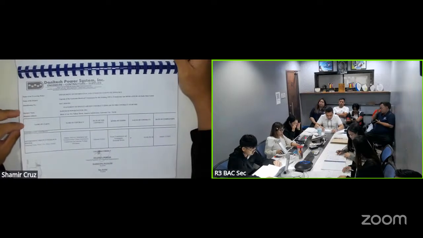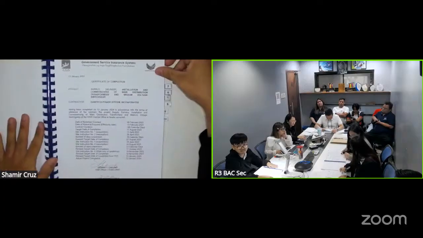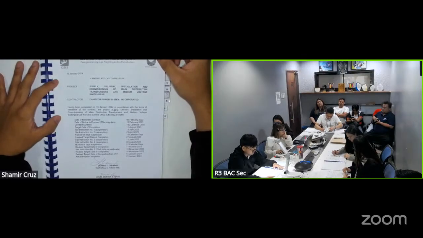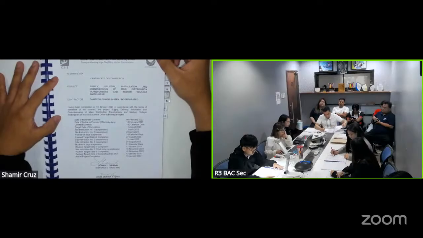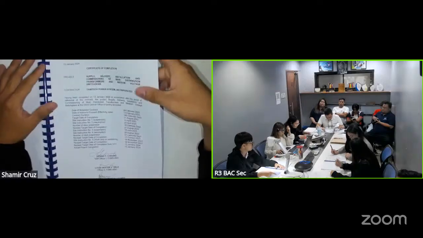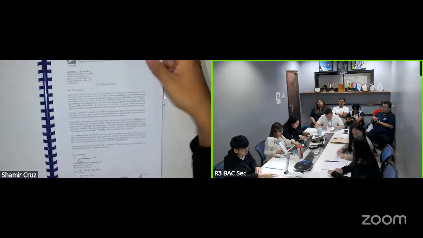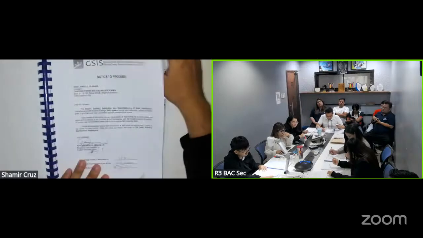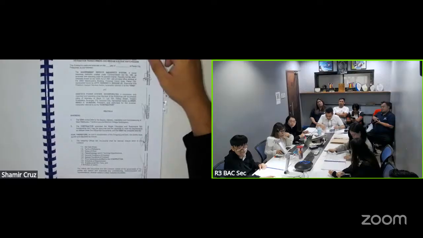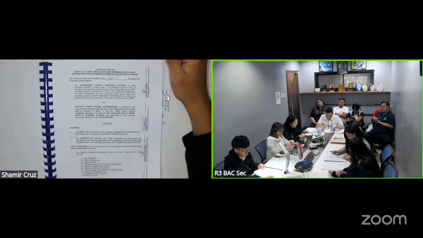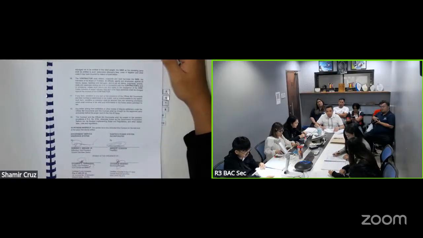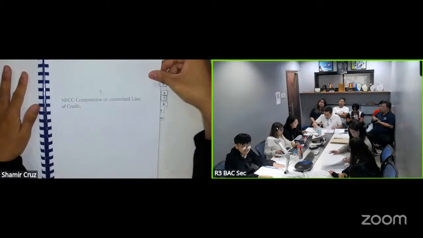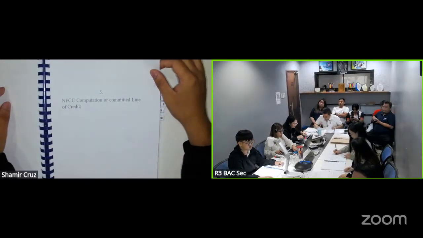The bidder attached a certificate of completion issued by the Government Service Insurance System. The bidder also submitted their contract, notice of award, and notice to proceed. So that's it for that contract. So the SLCC is rated as passed.